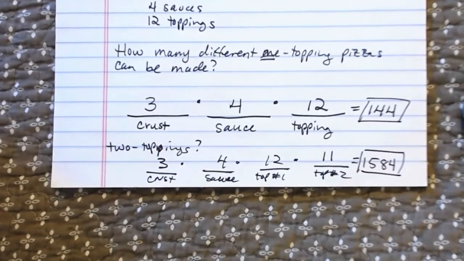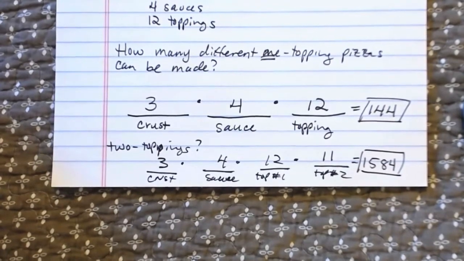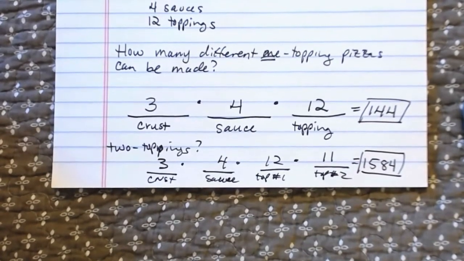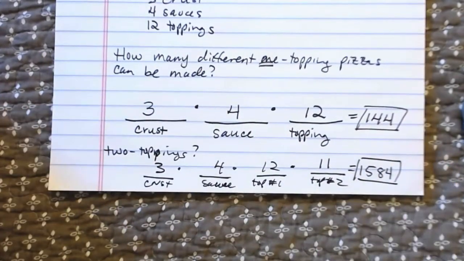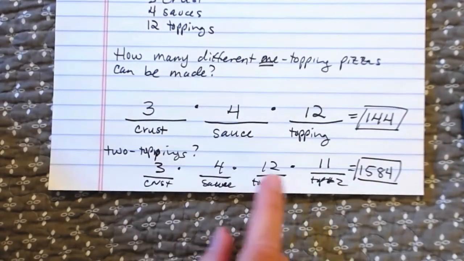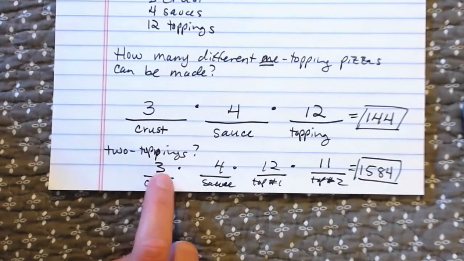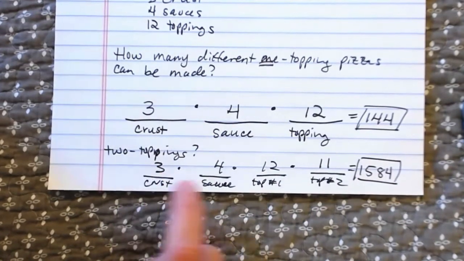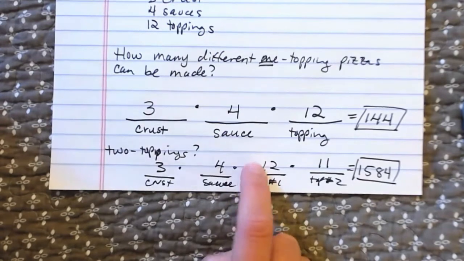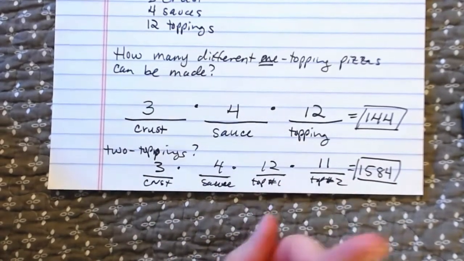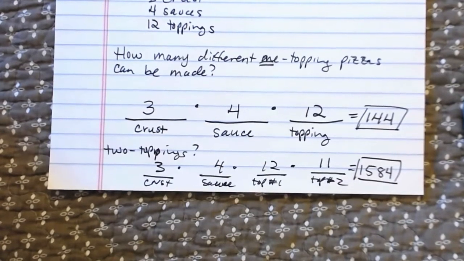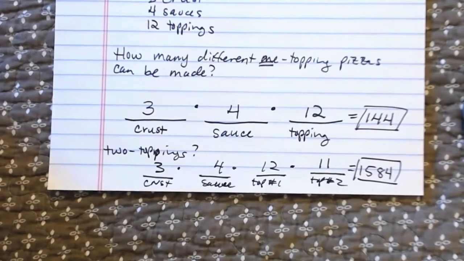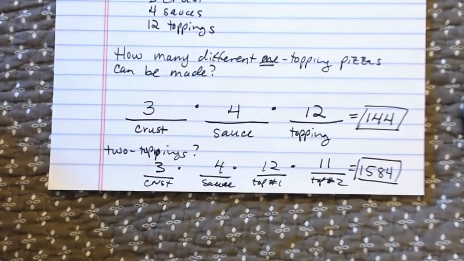Okay, and that's how the multiplication rule of counting works. It's relatively straightforward, and it helps us determine how many possible outcomes we have. If I wanted to know what was the probability of creating a pizza that had a thin crust, spicy sauce, pepperoni, and olive, well, there's only one possible pizza that does that out of the 1,584, and so I could get my probability that way. So that's how we can apply the multiplication rule of counting to coming up with probabilities.